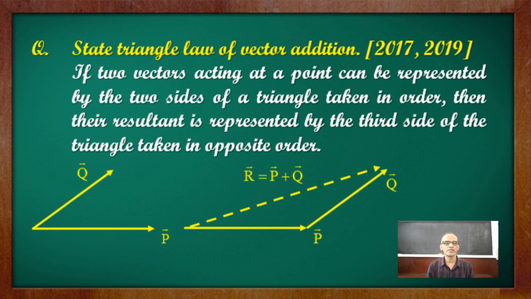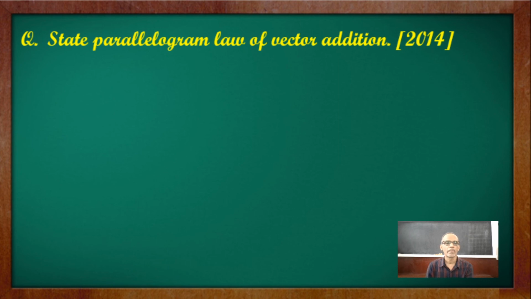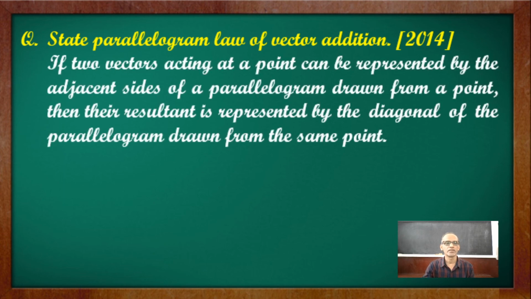So this law is used to find the resultant of two vectors, and this law is called the law of triangle of vector addition. There is one more law which is also used to find the resultant of two vectors, and that law is called the parallelogram law of vector addition. Question again from one of the exams. So what is the statement of this law? If two vectors acting at a point can be represented by the adjacent sides of a parallelogram drawn from a point, then their resultant is represented by the diagonal of the parallelogram drawn from the same point.